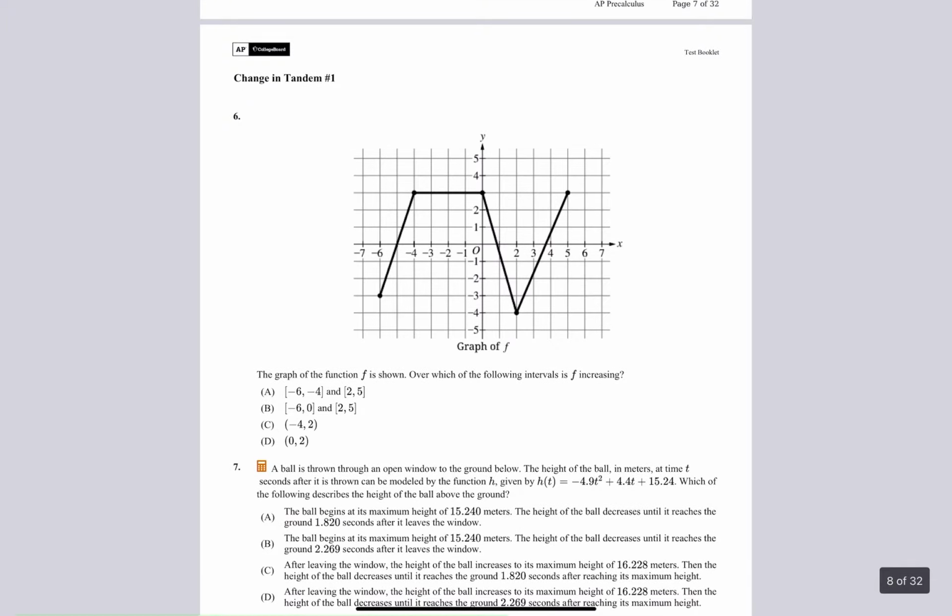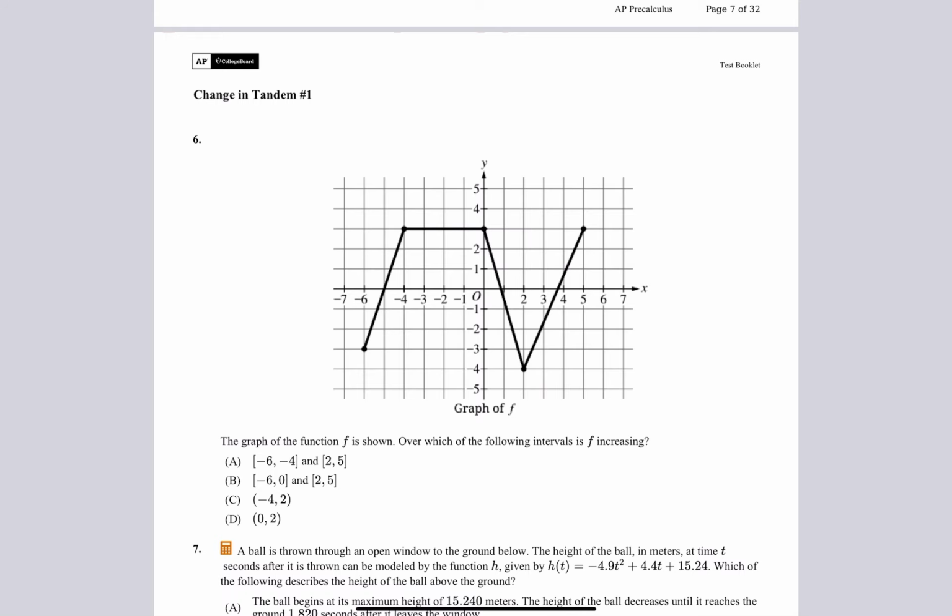Let's move on to question number 6. The graph of the function f is shown. Over which of the following intervals is f increasing? Well, we just need to find where f is increasing. Like, as we move to the right, is it increasing, yes or no? -6 to -4, it is definitely increasing, right? 2 to 5, well, it is definitely increasing, so yeah, that's it. Well, -6 to 0, not really. 2 to 5 it is, but -6 to 0 is not, so B's out.